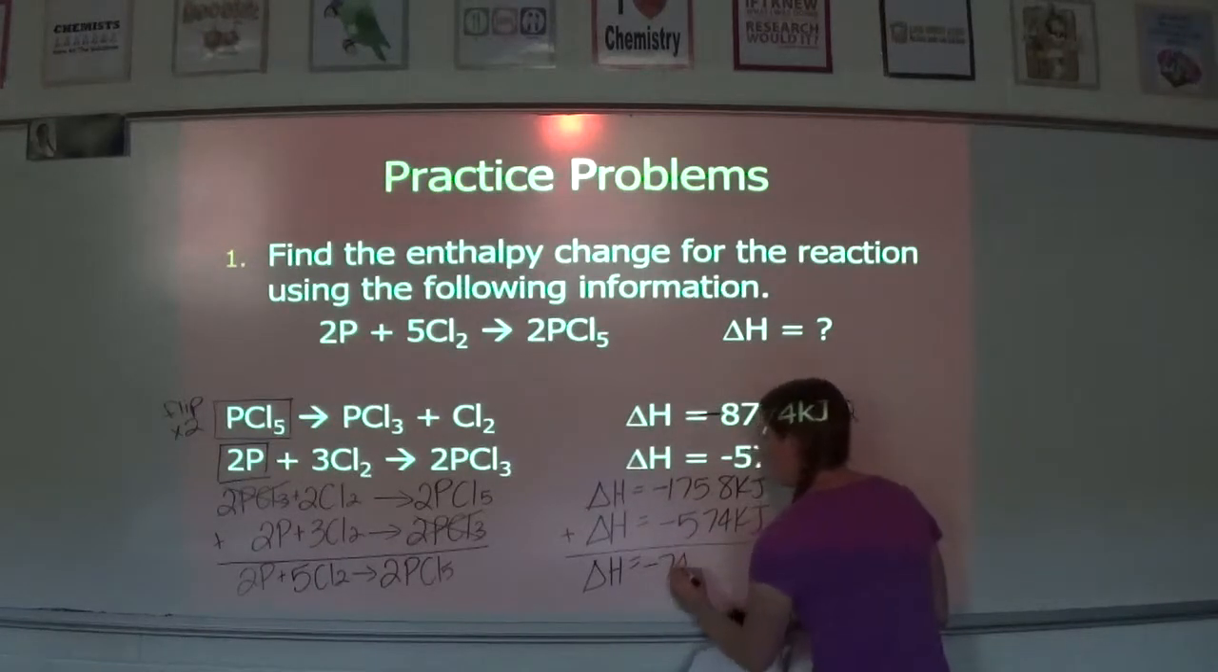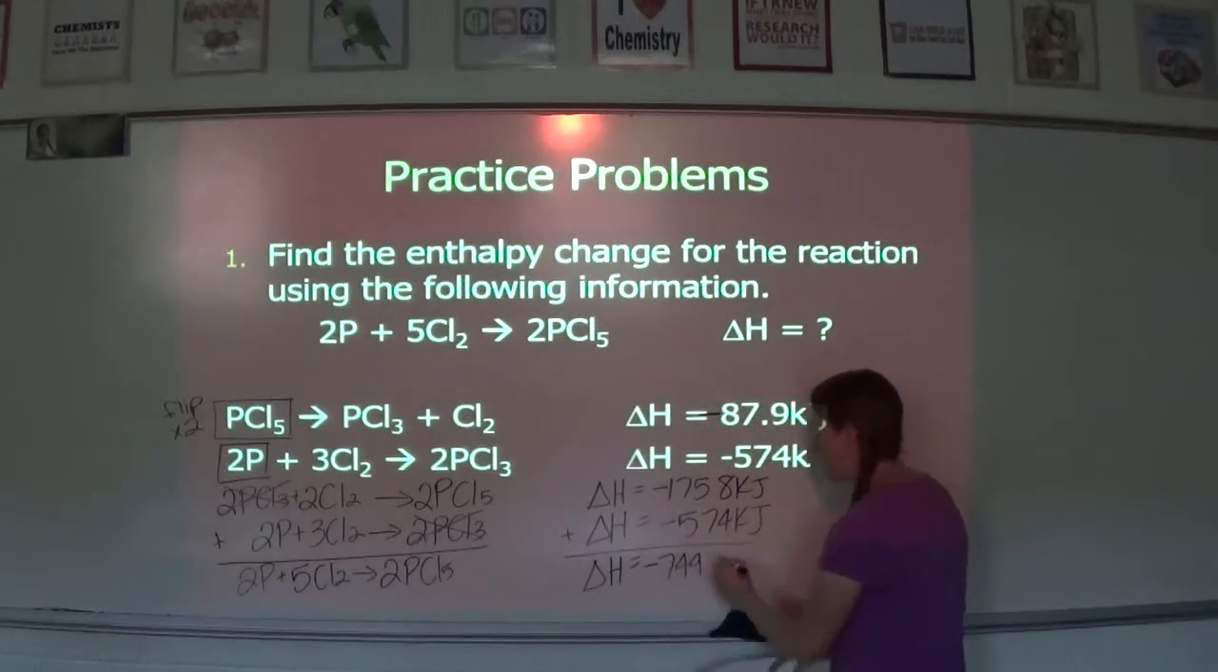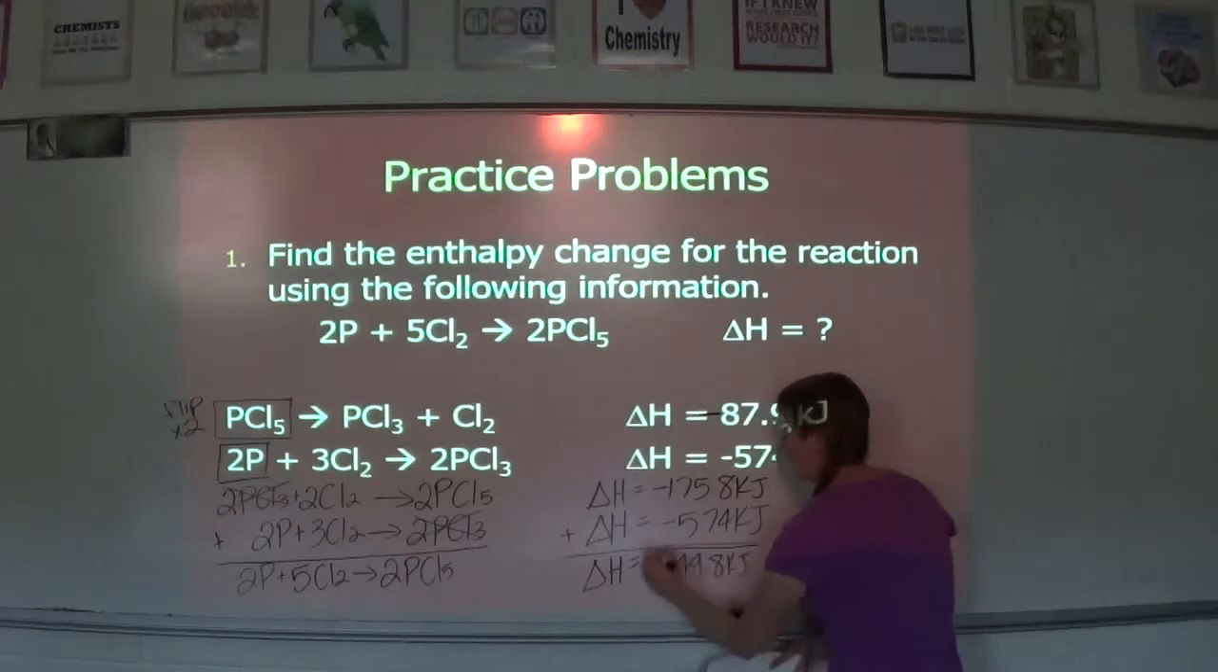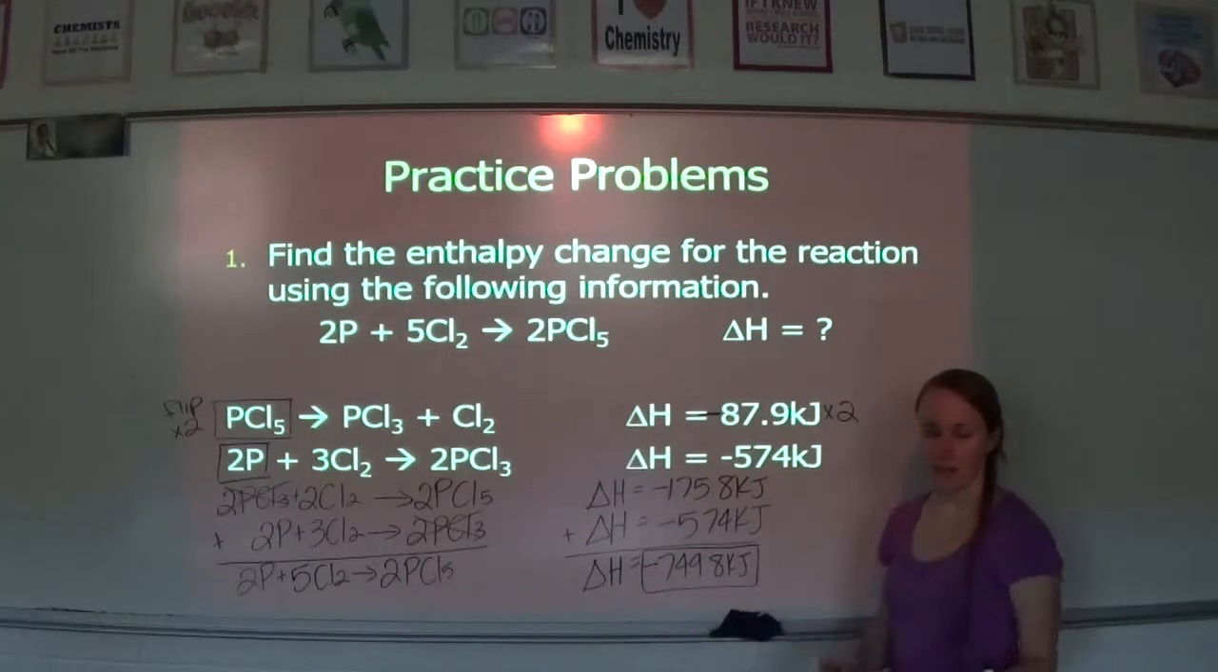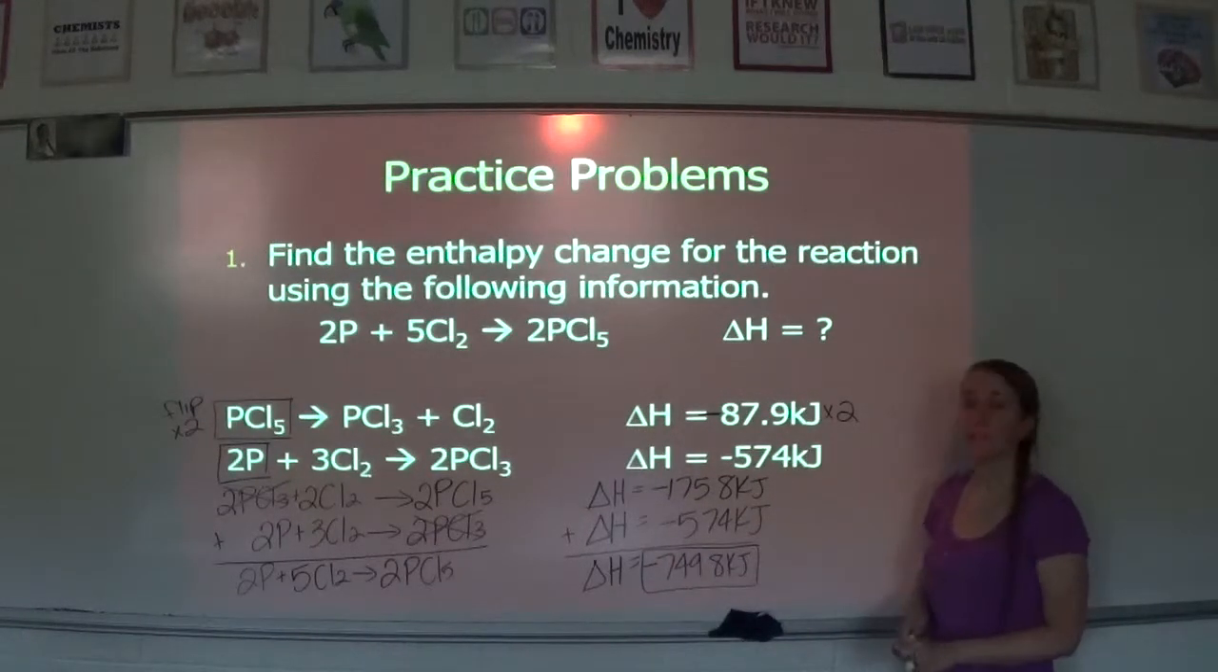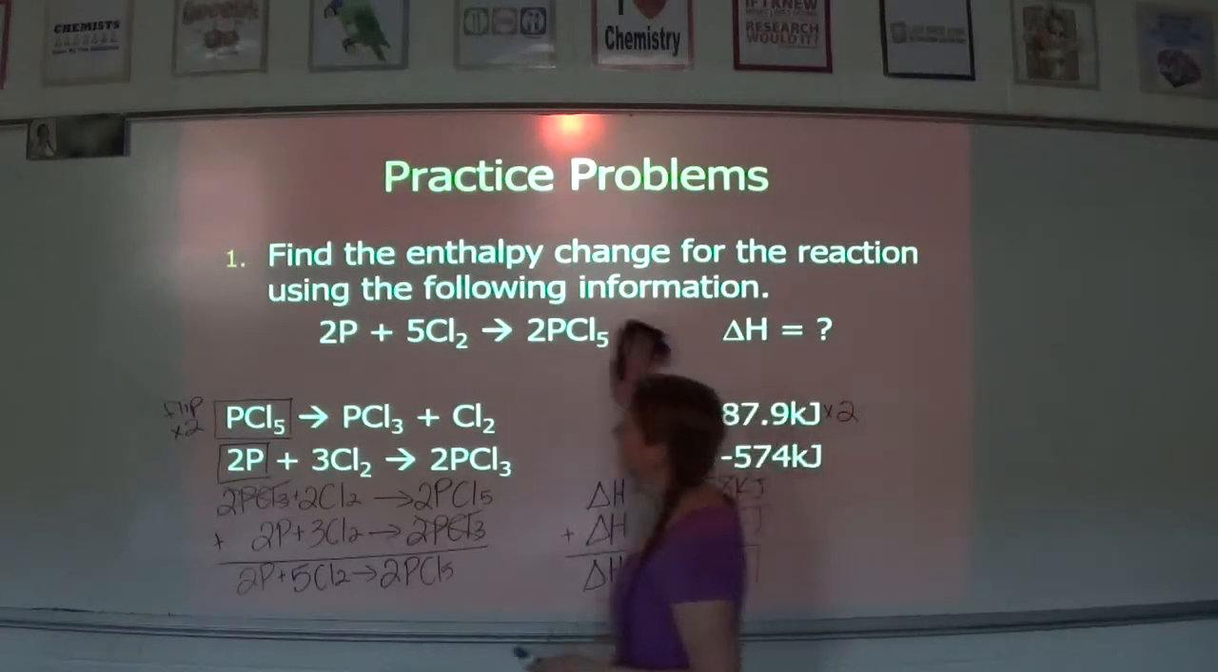So I got negative 749.8 kilojoules. All right, and so that's Hess's Law. Like I said, we're just manipulating reactions to make a final reaction. So let's look at another one.